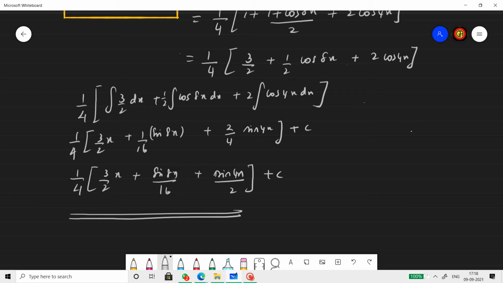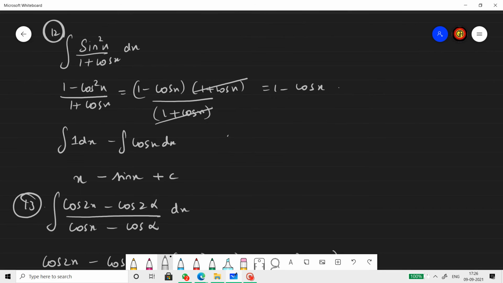Once you finish all the simplification, you come to this and then you start integrating term by term. Integration of dx is x, integration of cos 8x is sin 8x by 8, and 8 into 2 is 16. Integration of cos 4x is sin 4x by 4, and 2 by 4 is 1 by 2. That's it. Next, question number 12.